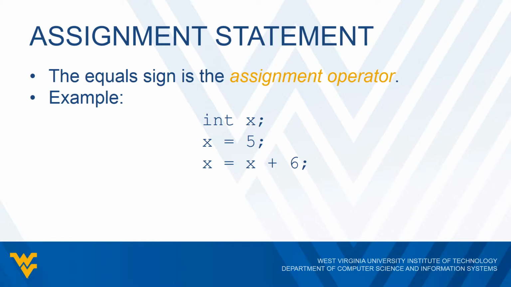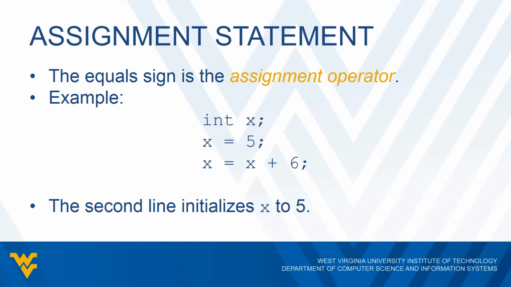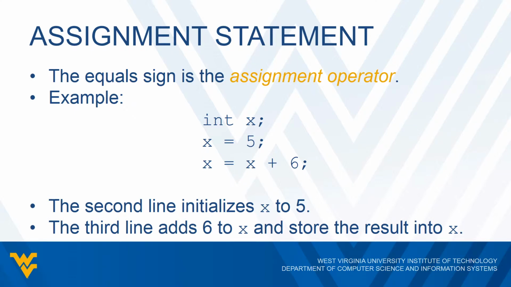The first line declares an integer type called x. The second line will initialize x to 5. So we take 5 and we store it in the memory cell that's located at x. And then the third line will evaluate what's on the right hand side.